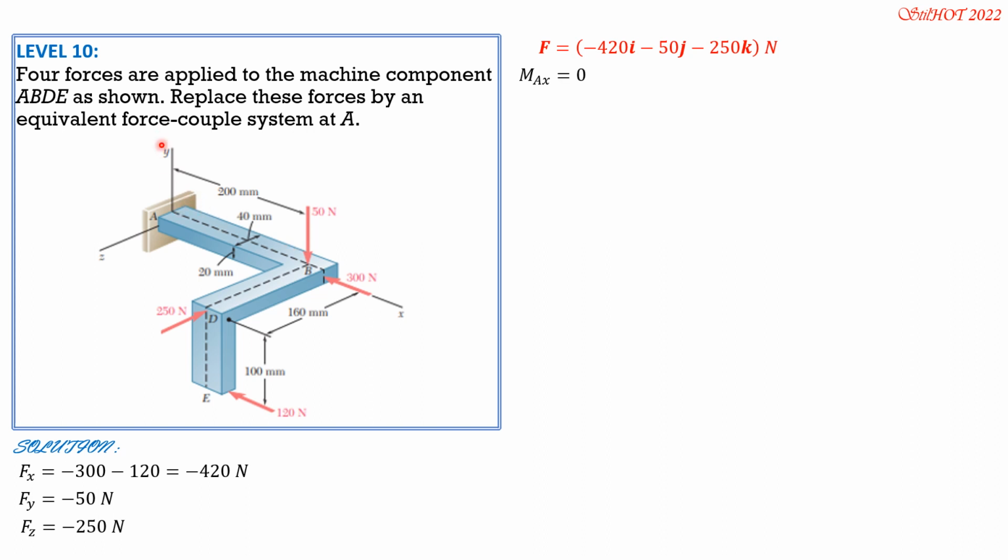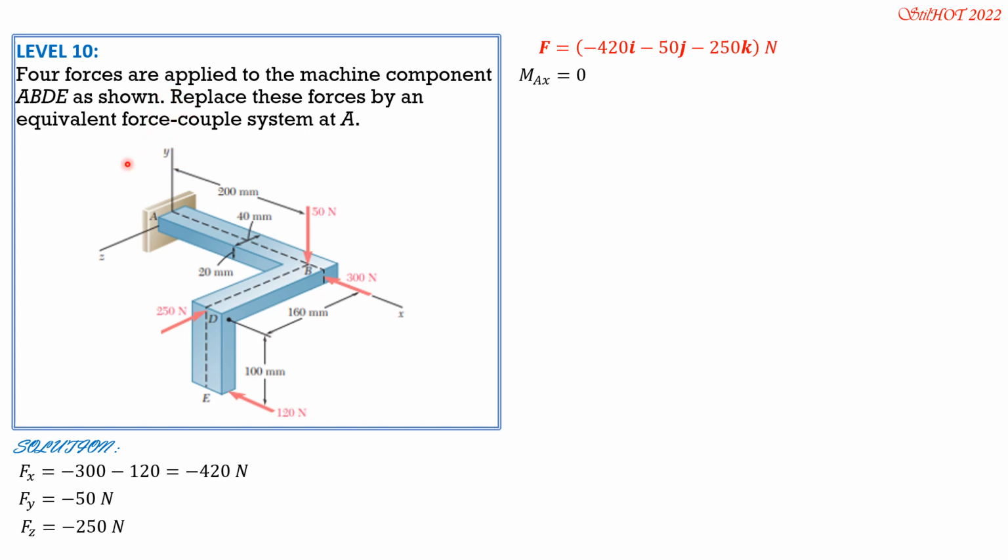MAY, this is the y-axis. This is parallel to the y-axis, no moment. 300 is passing through the AY axis, so no moment. This is also parallel to the, this passes through AY, so no moment. So just this 250 and 120 here will have moment about the y-axis.